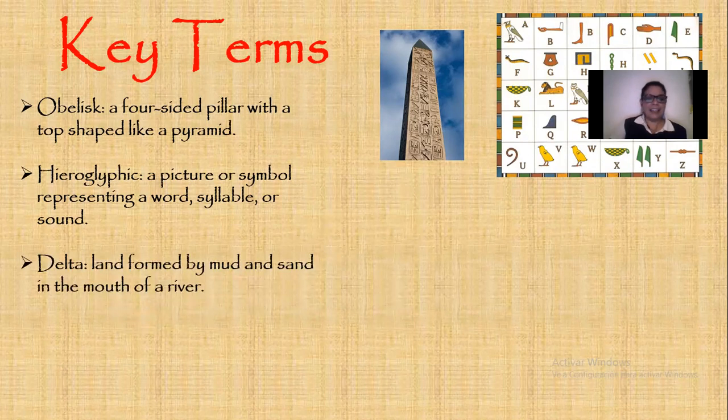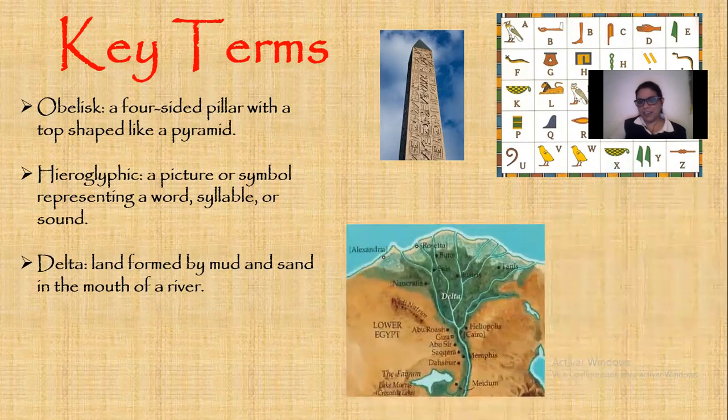Delta, land formed by mud and sand in the mouth of a river. Look at this beauty over here in Lower Egypt. But don't get jealous. We also have our delta in Delta Amacuro, remember? Which is the mouth of the Orinoco River. I hope you know that.